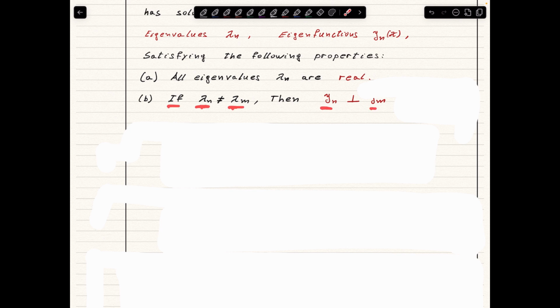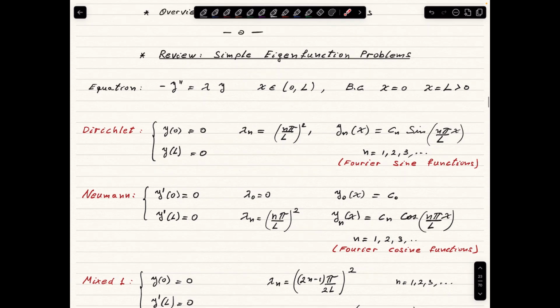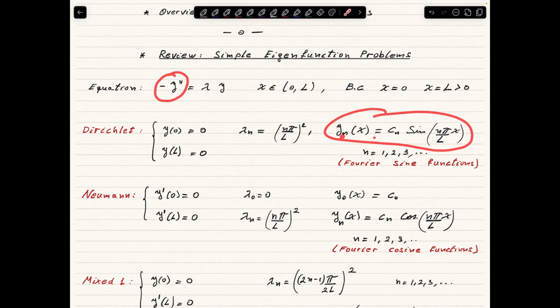corresponding eigenfunctions are perpendicular. So this symbol here means orthogonal or perpendicular. Recall, these are functions, and we have an example of how these functions look. For example, in the case of this simple operator, we are talking about these functions here. These functions for different values of n, we are saying that they are perpendicular.